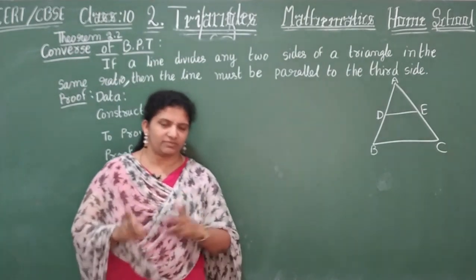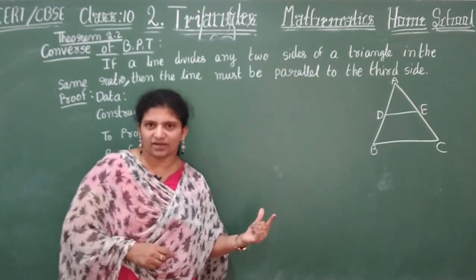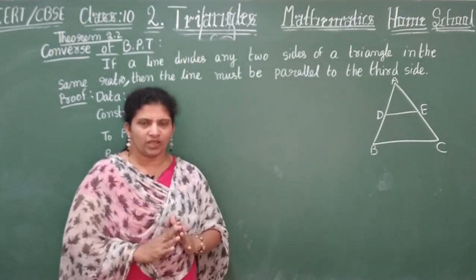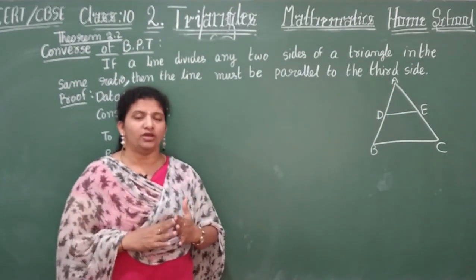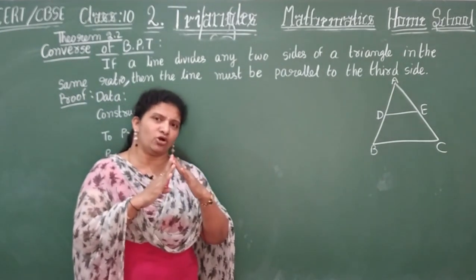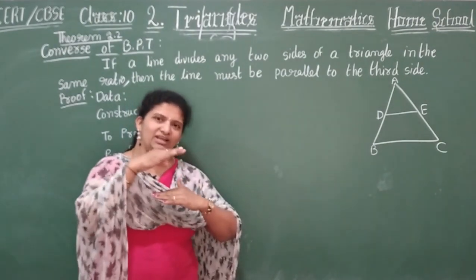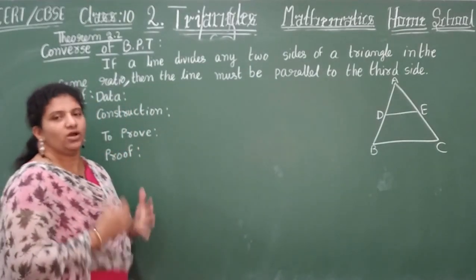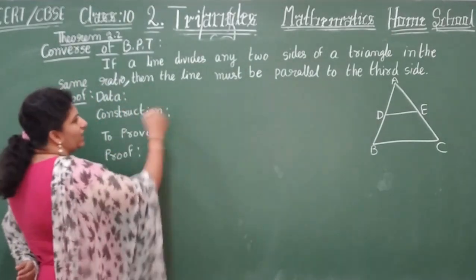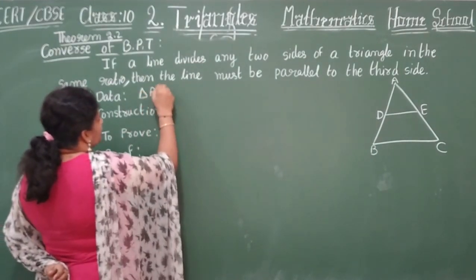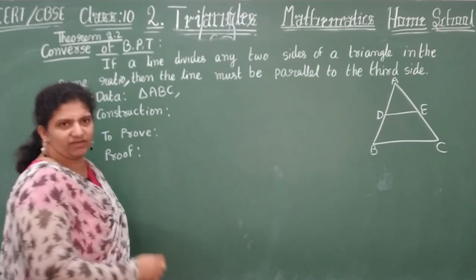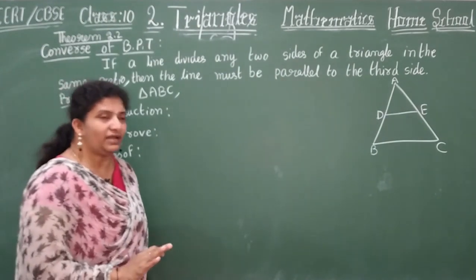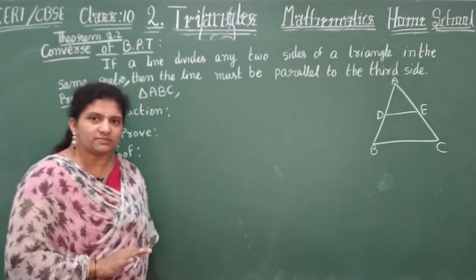So once again, both the statements, children: if a line is drawn parallel to one side of a triangle, it divides the other two sides in equal ratio. Now, if a line is drawn dividing the sides in equal ratio, prove that the line is parallel to the third side. So that is your statement. Now, how to prove, children? What is given? In the data, triangle ABC is given, and DE is a line. Don't write that it is parallel, we need to prove that.